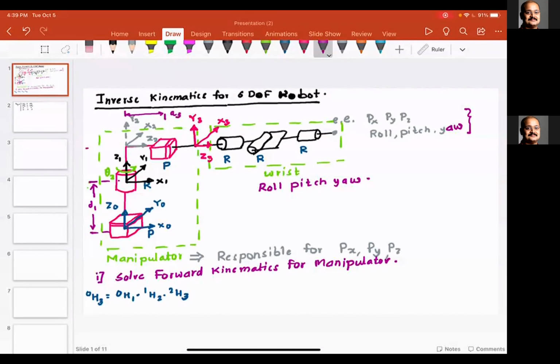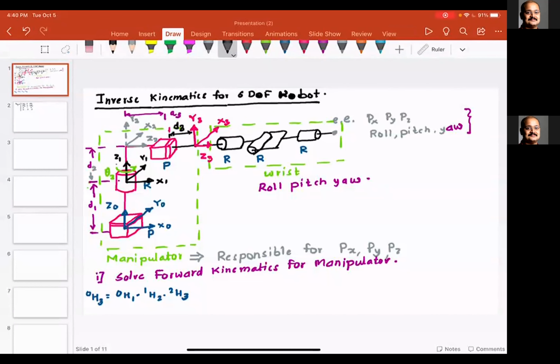This distance, I'm going to call D2. We'll call this D2. This distance, from here to here, I'm going to call D3. So this distance is D3.